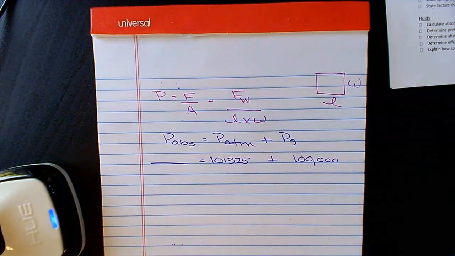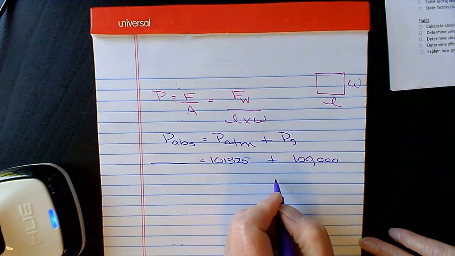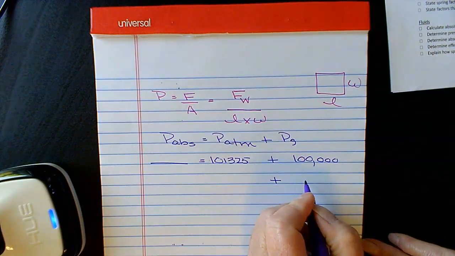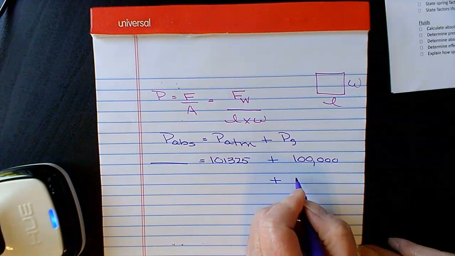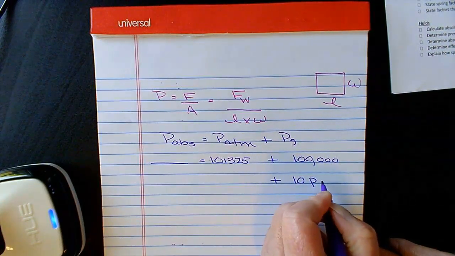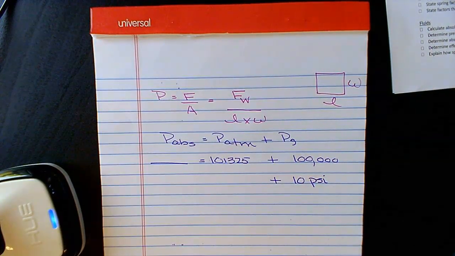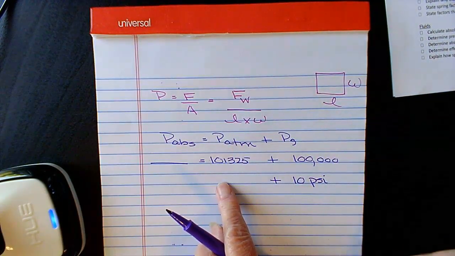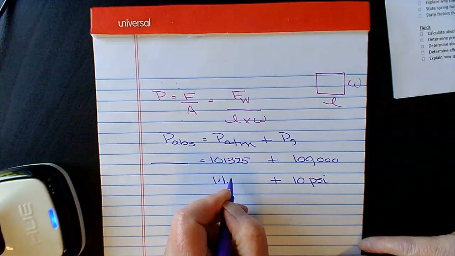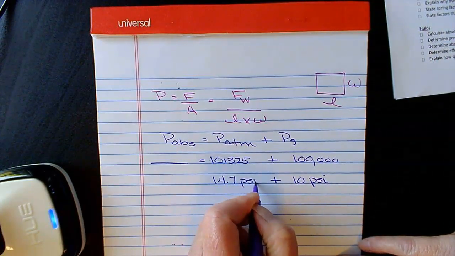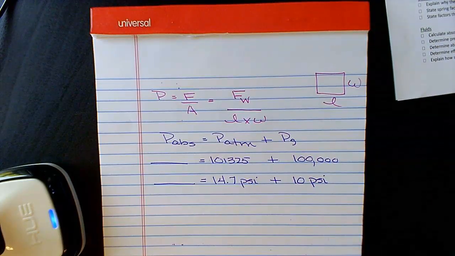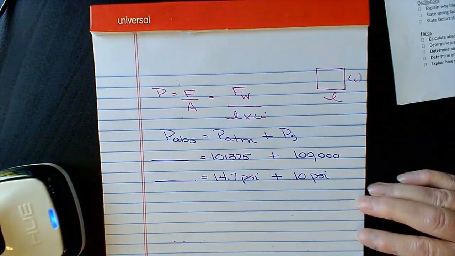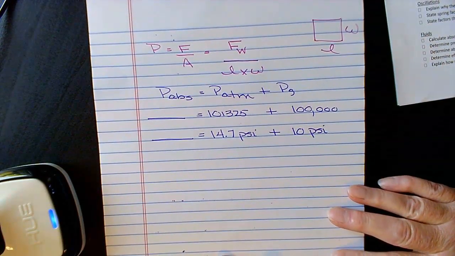You can also do this in pounds per square inch or PSI instead of pascals. So what if I puffed into a basketball 10 PSI, pounds per square inch? We would then have to add on the atmospheric pressure in pounds per square inch, and that number is 14.7 pounds per square inch. And that would give us the absolute pressure. So know how to do it in pascals and pounds per square inch.